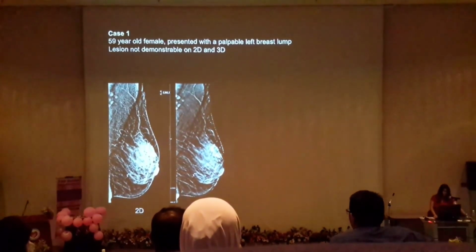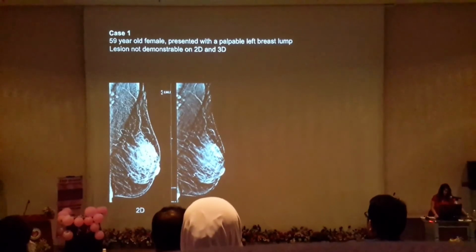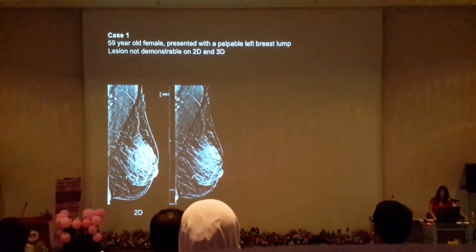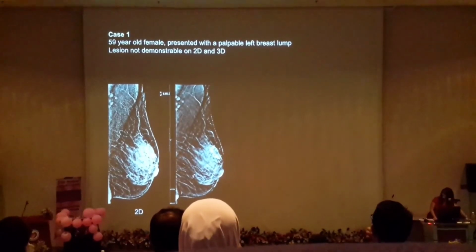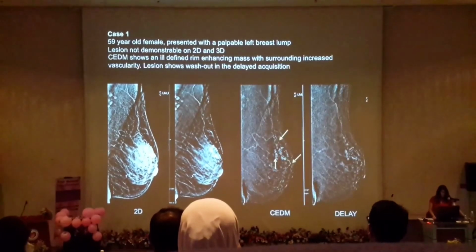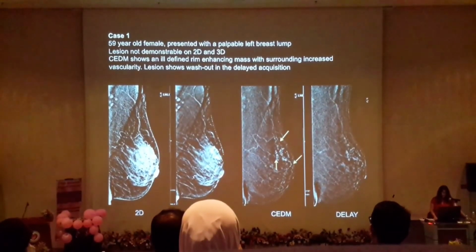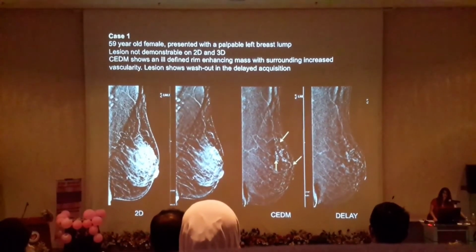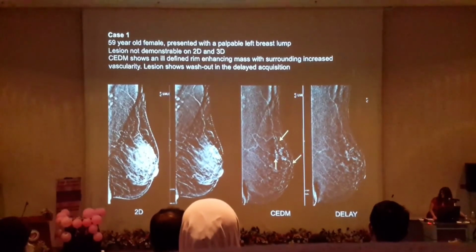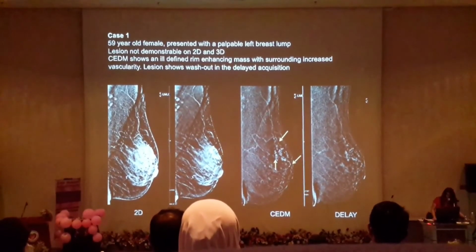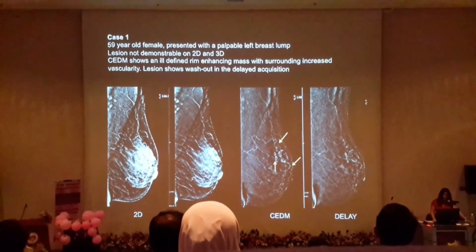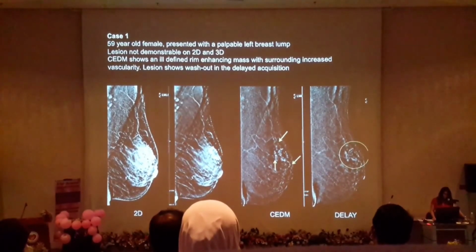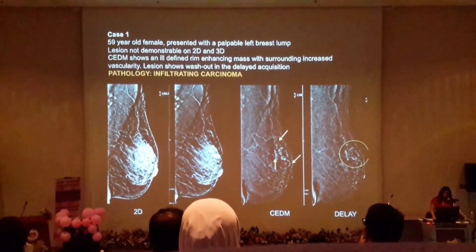She's a 59-year-old female, presented with a palpable left breast lump. The lesion was not demonstrable on 2D and 3D. As you can see, the breast is rather dense. We did a contrast-enhanced digital mammography. This is to show how beautifully we can see angiogenesis around the tumor in some of the cases. So that's a tumor with angiogenesis. It shows enhancement in the early phase and in the delayed phase. That's washout. And this was an infiltrating carcinoma.